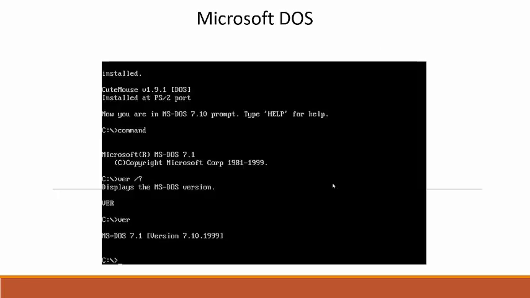I'm going to roll the clock back to 1981. And the year the IBM PC was introduced. For an operating system, it ran an operating system called DOS, Disk Operating System. And, well, you're looking at a picture of it right now. It wasn't the prettiest thing.